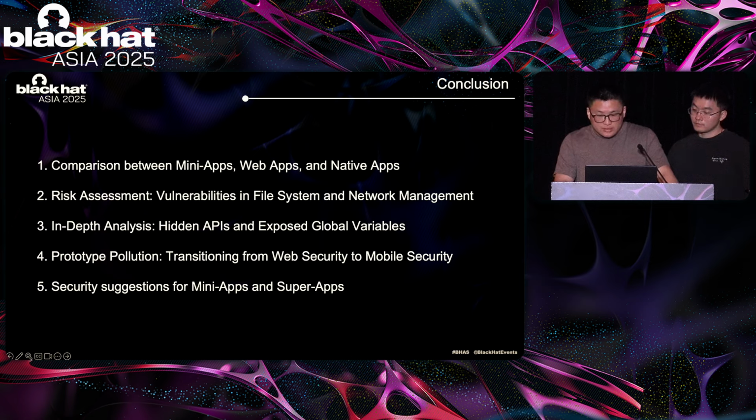And before concluding, let's briefly recap our presentation. We started by comparing mini apps, web applications, and native applications. Then we conducted a detailed risk assessment focusing on file system and network APIs, highlighting an in-depth risk analysis of hidden APIs and global variables. Additionally, we introduced the concept of prototype chain pollution, a common web security issue, into the mobile security context. Finally, we provided comprehensive security recommendations to mitigate these risks.